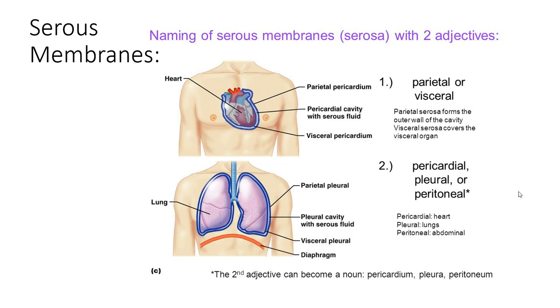Will be located within the parietal pericardium. So looking at our parietal pericardium, we have a pericardial cavity with serous fluid. The pericardium is a double-walled sac that contains the heart.